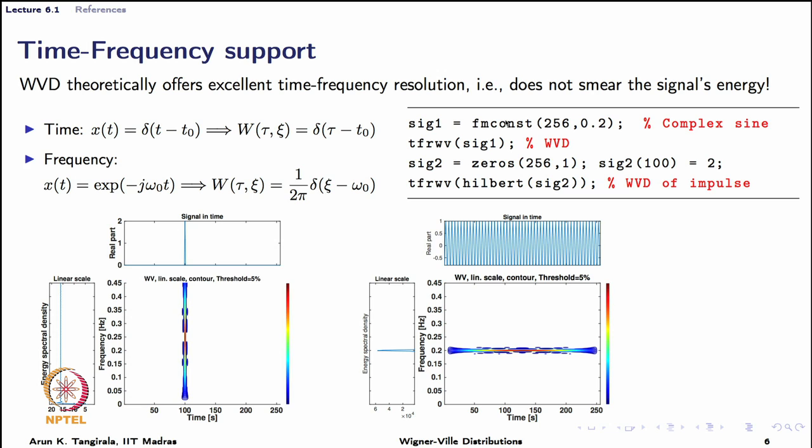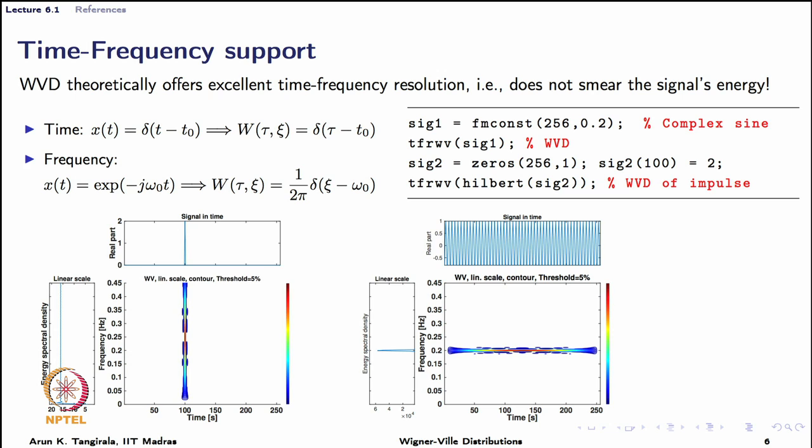FM constant generates a signal. Of course, here first I am showing the sine wave or the complex exponential, but let us look at the later part of the code. I am generating an impulse here and I am computing the Wigner-Ville distribution of the analytic representation of the signal. It is important to actually use the analytic representation if you want to use this routine from the time frequency toolbox. Okay. So, you can see clearly that the WVD has an excellent time localization.